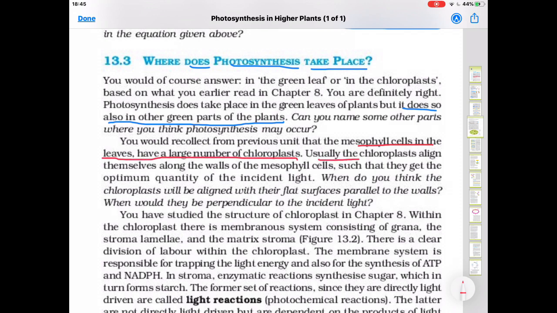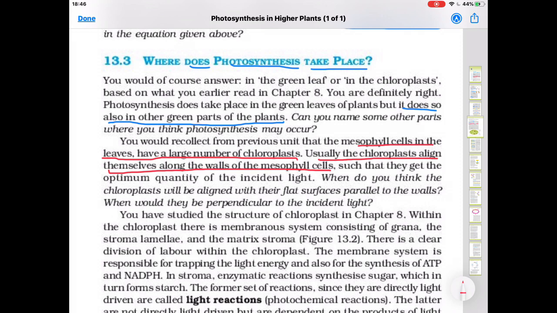Usually, the chloroplasts align themselves along the walls of the mesophyll cells, such that they receive the maximum quantity of the incident light. Now, next question is, when do you think the chloroplast will be aligned with the flat surfaces parallel to the walls? Answer is when the light intensity is less, under less light intensity. Next question, when would they be perpendicular to the incident light? When the light intensity will be more.